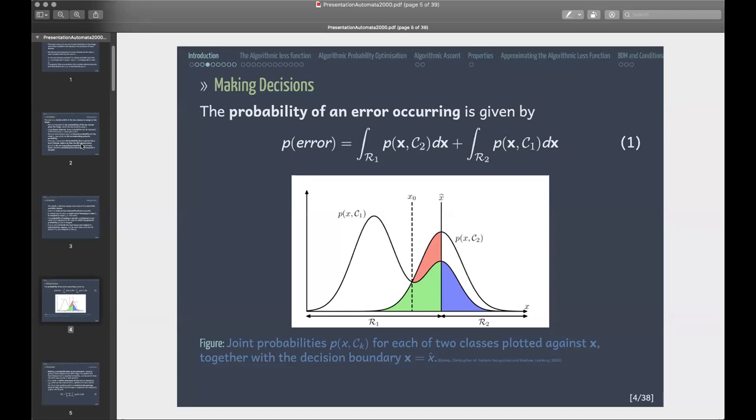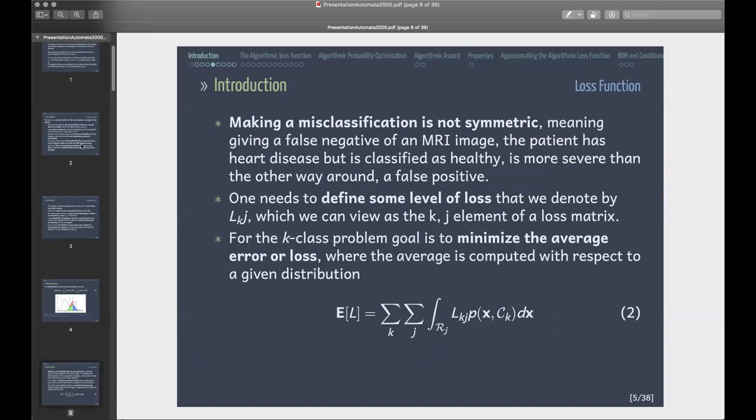Making a misclassification is not symmetric. Given an MRI image, a false negative, where the patient has heart disease but is classified as healthy, is more severe than the other way around, a false positive. One can define a loss, which we denote by the loss matrix L in our case. Now the goal of the classification problem is to minimize the average loss. That is achieved by averaging over the indices of the loss matrix over the regions R_k with respect to the given distributions.